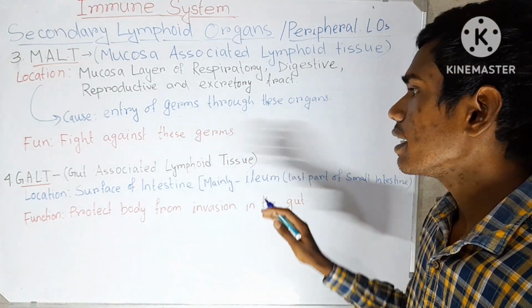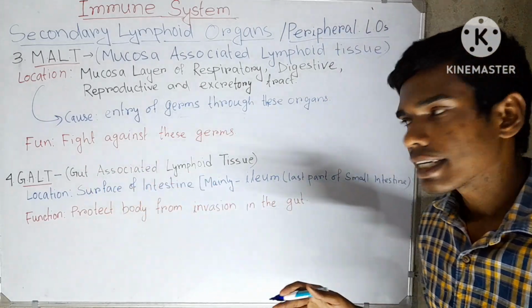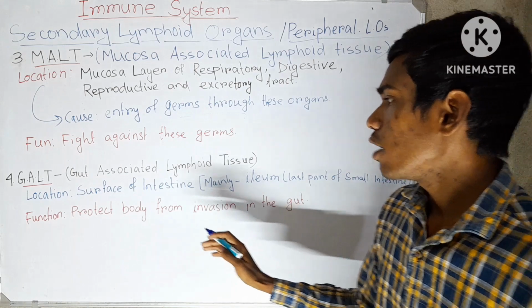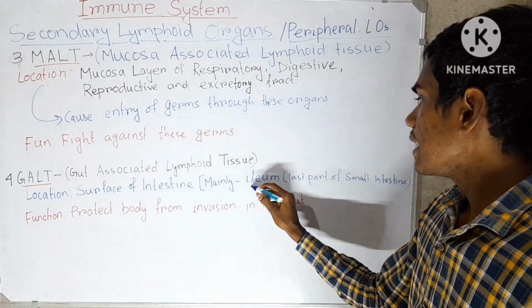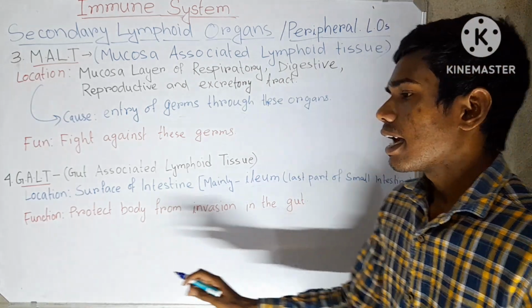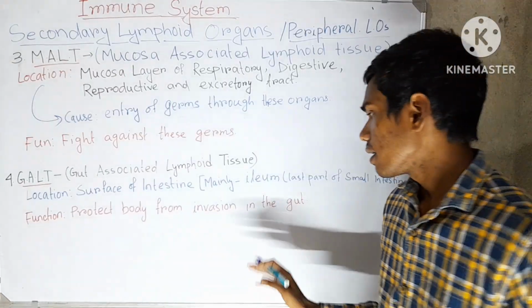Another important lymphoid organ is GALT, or gut associated lymphoid tissues. These are located on the surface of the intestine, mainly in the ileum. The ileum is the last part of the small intestine and its function is to protect the body from invasion in the gut.